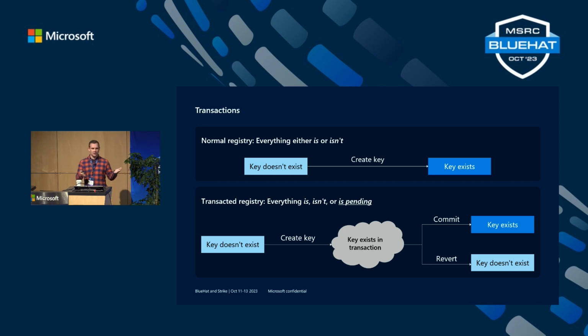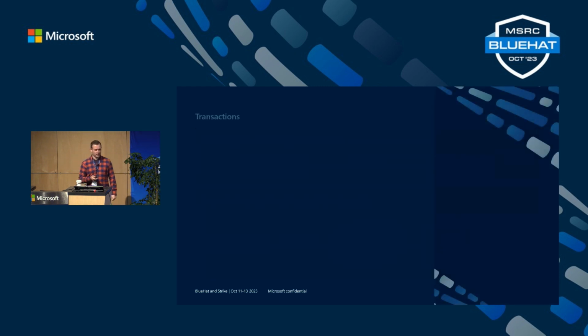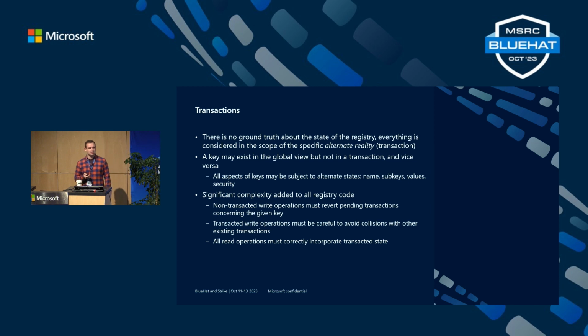So we have a key that doesn't exist. We create it transactionally. Now it exists in a transaction, but not in the global view. And then we can decide if we want to commit the transaction and make the key actually visible in the global view, or revert the transaction and then it doesn't exist anywhere again. So this means that basically with the support of transactions, there is no ground truth about the state of the registry, because we cannot ask a question about some state of the registry. We always have to add information, like in the context of which transaction are we asking this question, right? Because we may have a key that exists in the global view but doesn't exist in a transaction, and vice versa. And every part of a key may be subject to this alternate state, right?